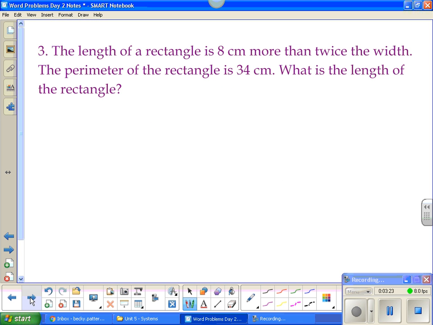The length of a rectangle is 8 centimeters more than twice the width. The perimeter of the rectangle is 34 centimeters. What is the length of the rectangle? Okay, so let's talk about the first sentence. The length of a rectangle is 8 more than twice the width. Okay, the second sentence you've got to do a little thinking. The perimeter is 34 centimeters.